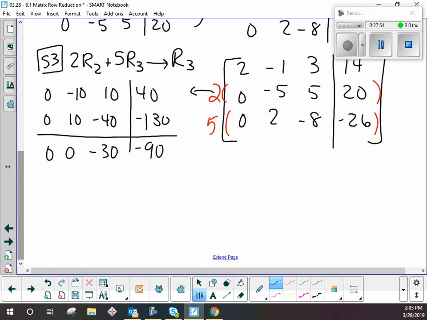So even though I did math on row 2 to get my new row 3, I'm not changing row 2 when I rewrite my matrix right now. So I've got this now. Row 1 stays the same. Row 2 stays the same. Row 3 is now that.